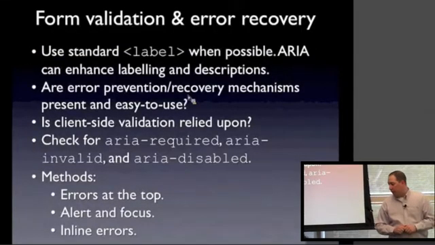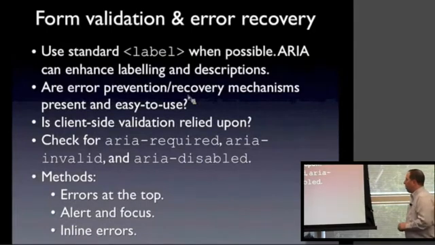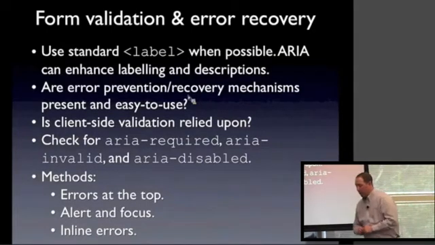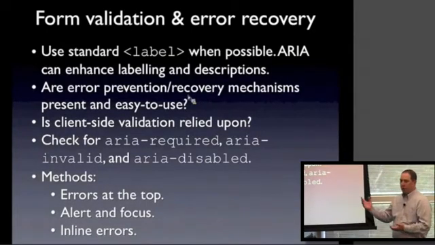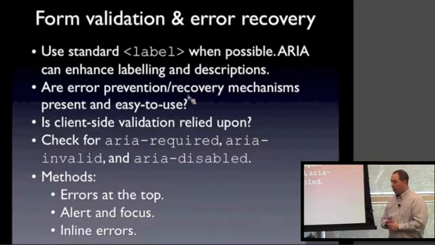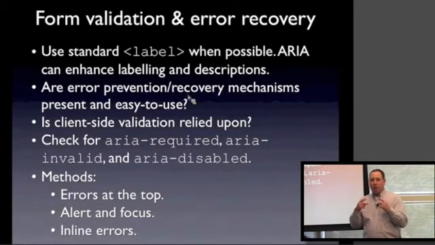Also for QA, you want to test form validation and error recovery. When we talk about forms, usually just the standard form labeling is what we want to use whenever possible, and then you can use ARIA to add additional labeling or descriptions to a form field. A real benefit of using the label element for a form label is if I click on the label, it will set focus into the field itself.